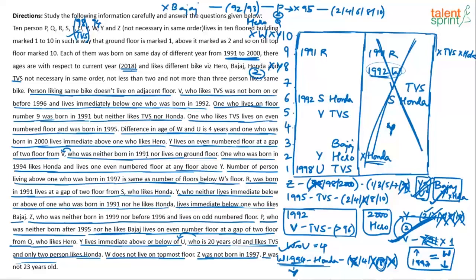W. W either comes on 4th floor or 8th floor. Still both are possible, right? W comes on 4th floor, 8th floor.